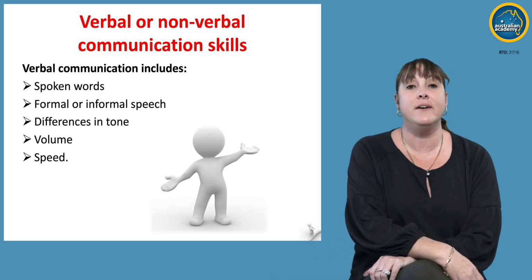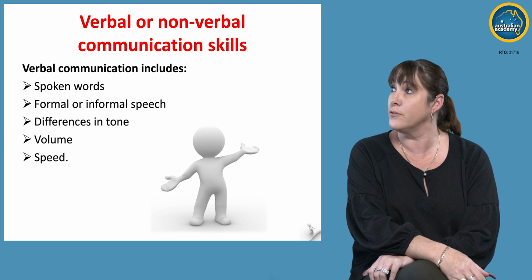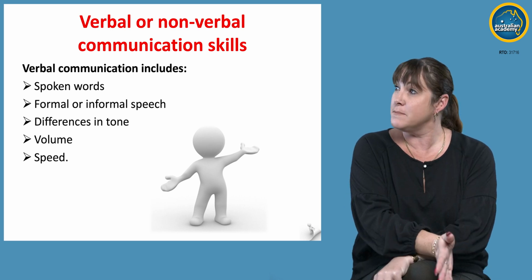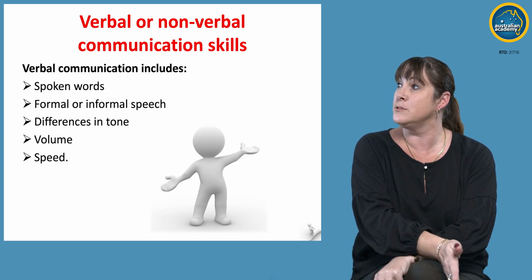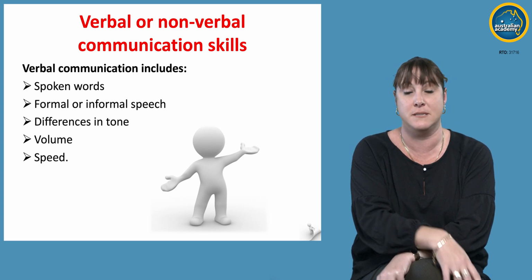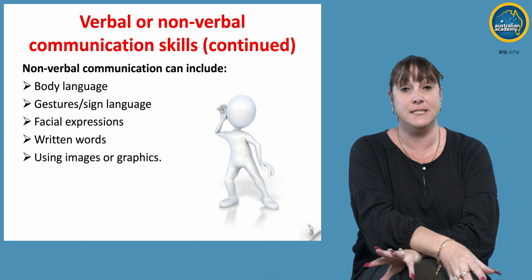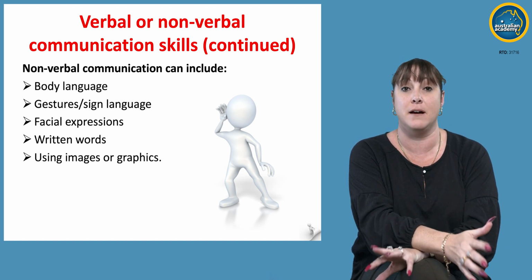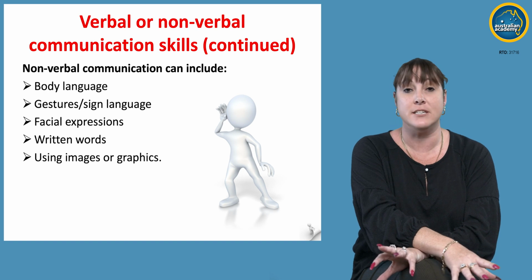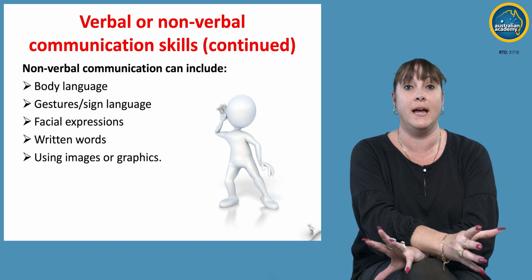Okay, so we have certain ways that we can communicate. This can be either through verbal or non-verbal communication. So it can be spoken words, informal or formal speech, differences in tone, volume and speed. This can also be done through non-verbal communication. So this is through our gestures and our body language, our facial expressions. It can also be done through cue cards or a picture board.